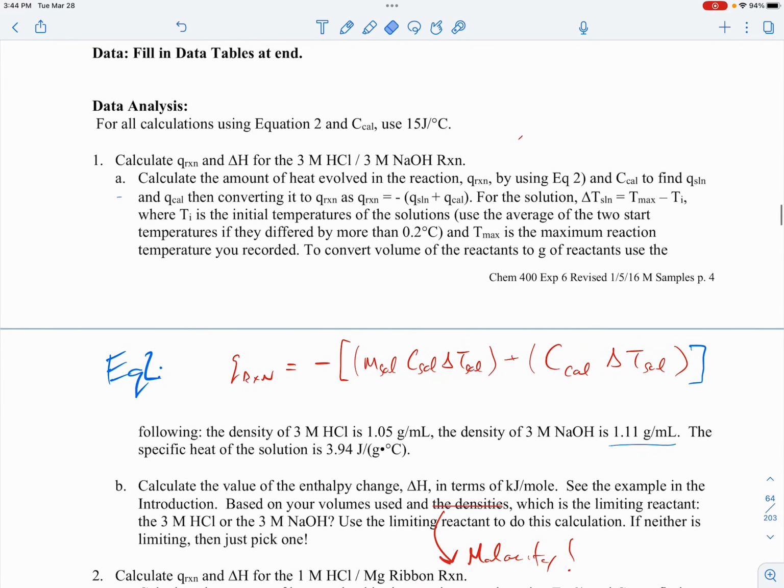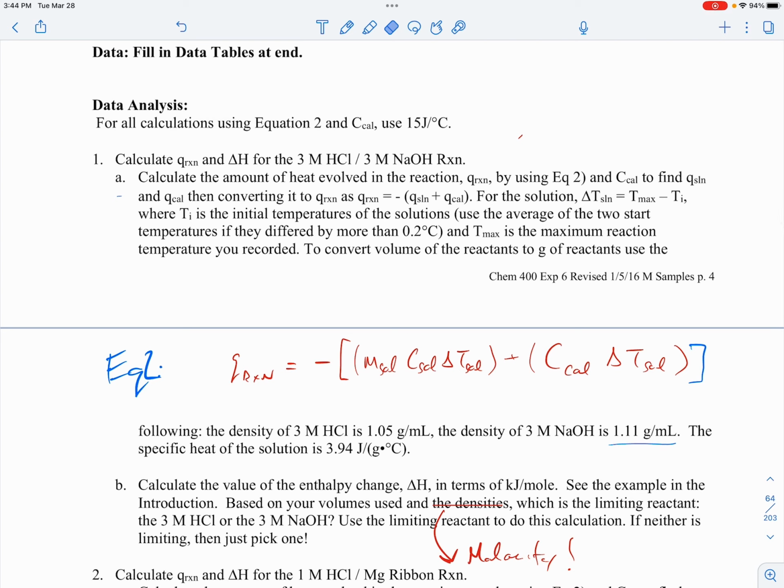All right, welcome to the brief calculations discussion for Lab 6. This is all Chapter 6 material, so hopefully it sounds familiar and isn't too arduous.